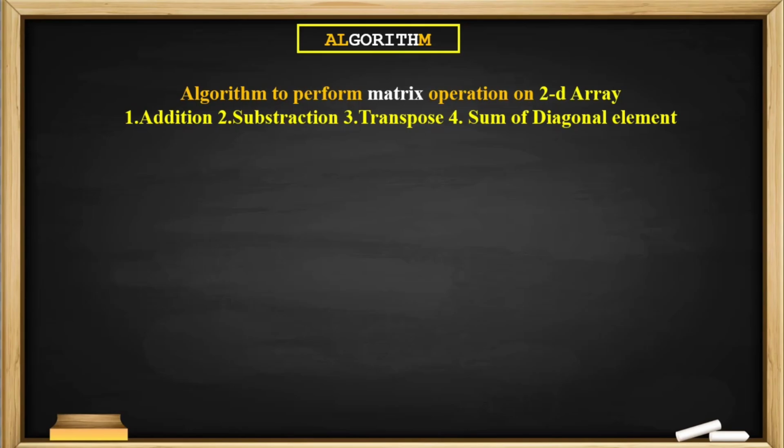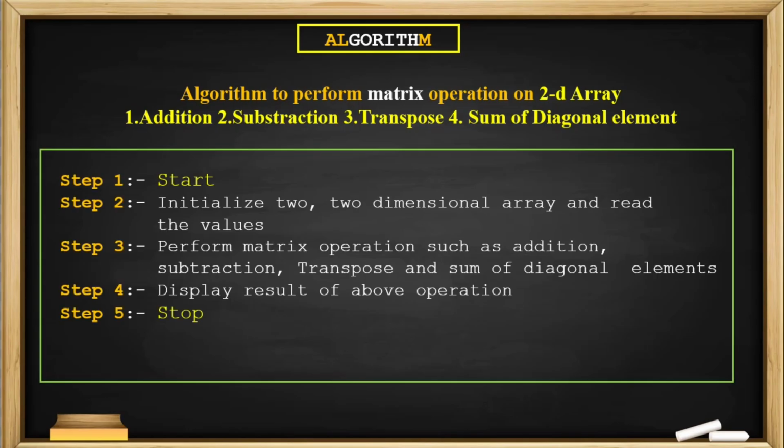Now we will discuss an algorithm to perform operations on two-dimensional matrices. Step 1 is start. In step 2, we will initialize two-dimensional arrays, say A[2][2], B[2][2] and read the values. In step 3, we will perform matrix operations such as addition, subtraction, transpose and sum of diagonal elements. In step 4, we will display the result of the above operations. Step 5 is the last step, which is stop.